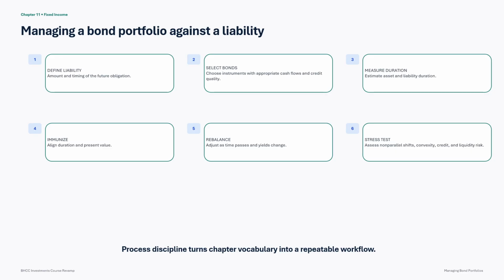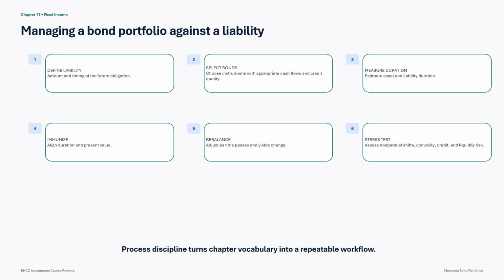Step 6 is stress test. Parallel rate changes are only one scenario. The yield curve can steepen, flatten, or twist. Credit spreads can widen. Liquidity can disappear. Derivative collateral calls can arrive before the liability is due. The 2022 stress in liability-driven pension strategies in the United Kingdom was a vivid reminder that duration alignment does not eliminate leverage and liquidity risk.